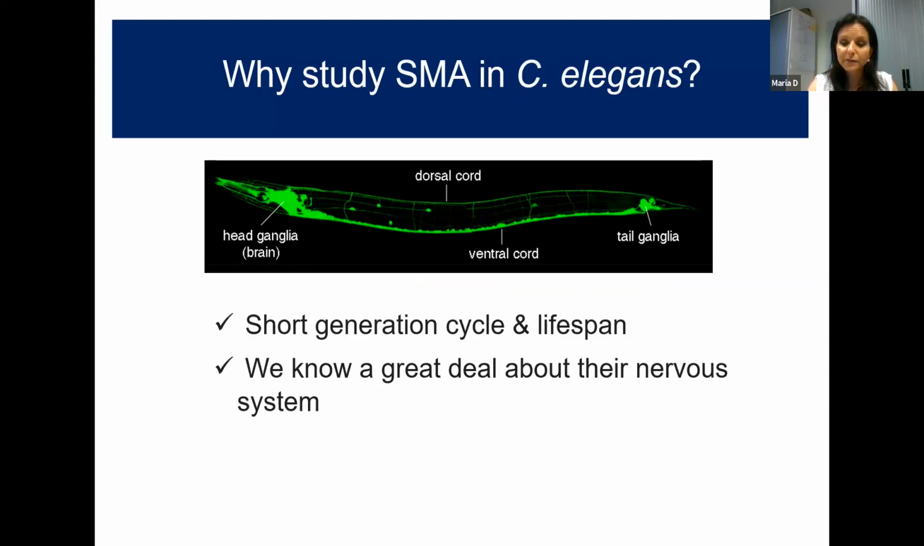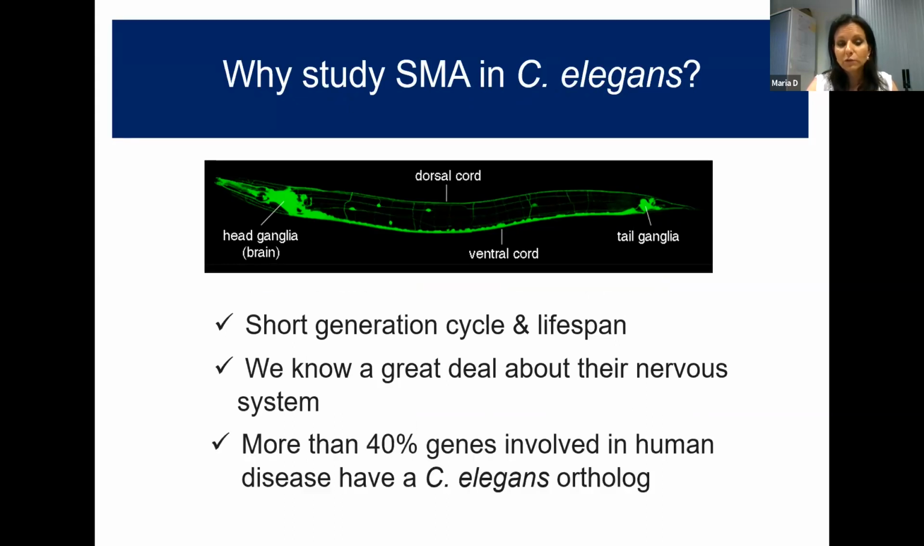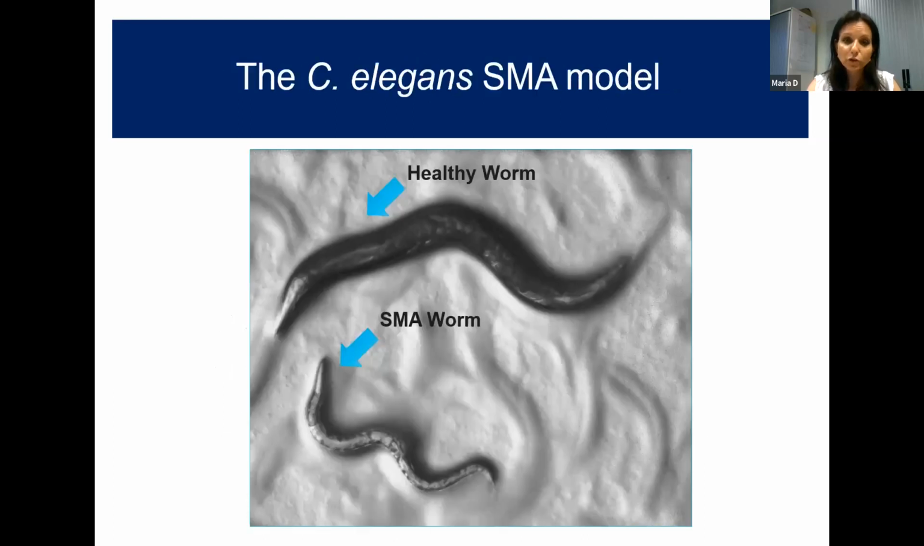The pathways, the presynaptic and postsynaptic, are highly conserved as well. And of course, as we mentioned a couple of times today, more than 40% of genes that cause a disease in humans have exactly the same gene in C. elegans, and that's what we call a C. elegans ortholog.